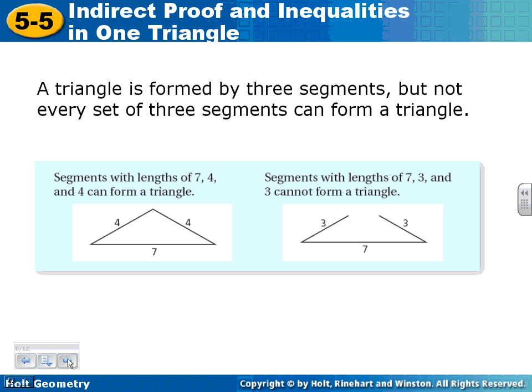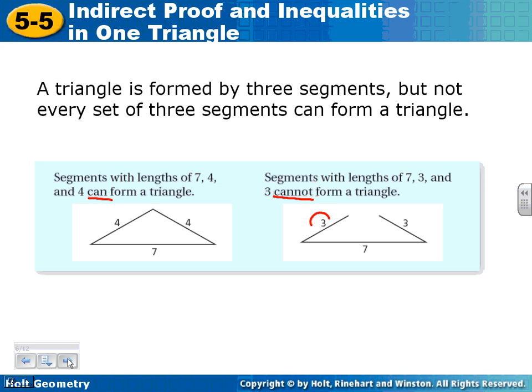Changing gears. Something a little bit different, but it's kind of the same here. Let's read this next slide. A triangle is formed by three segments, but not every set of three segments can form a triangle. Look at the first triangle here. Segments with length 7, 4, and 4 can, underline that word can, form a triangle. But if you look at the next one, segments with length 7, 3, and 3 cannot form a triangle.